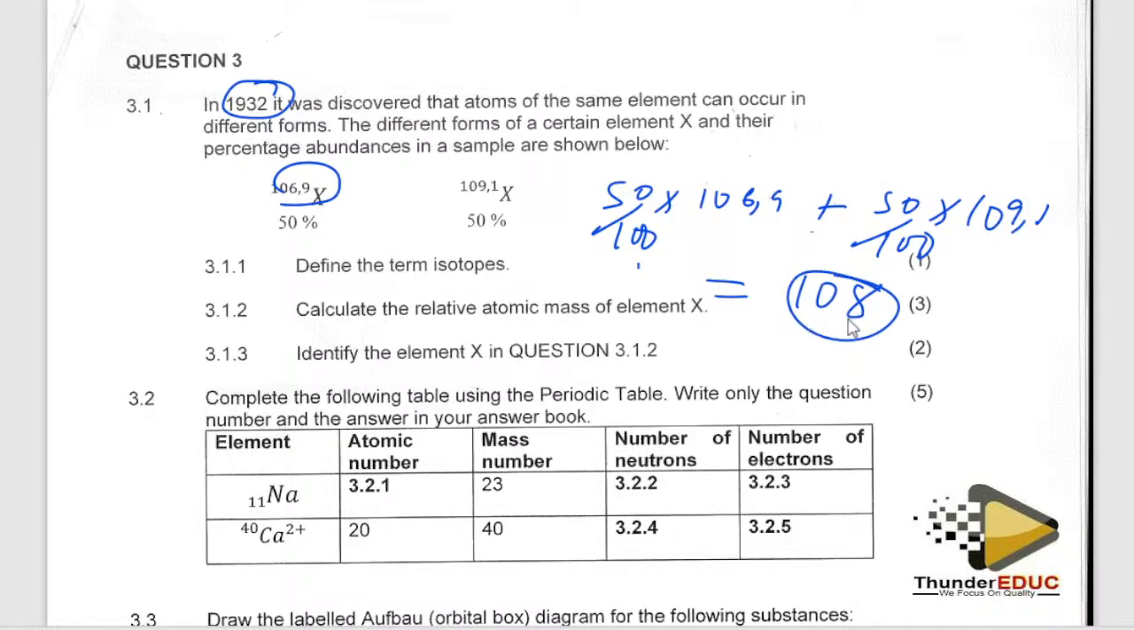Yes, sometimes they can ask you to identify this element. Oh, they have said this. So identify element X. So you go to the periodic table and look for what has atomic mass, not atomic number, not number of protons, atomic mass as this. So when you go there, yes, to the periodic table, you'll find that the answer is silver.